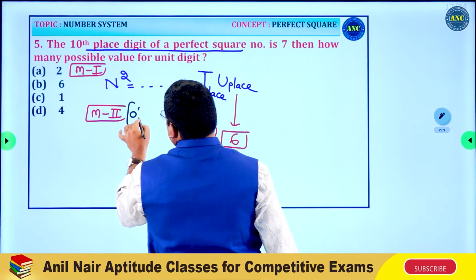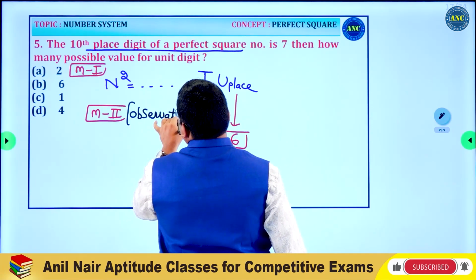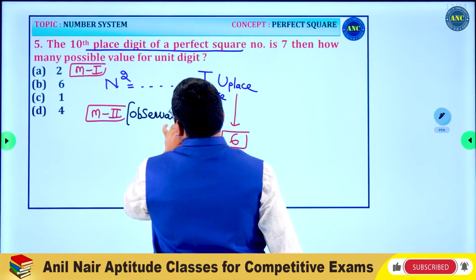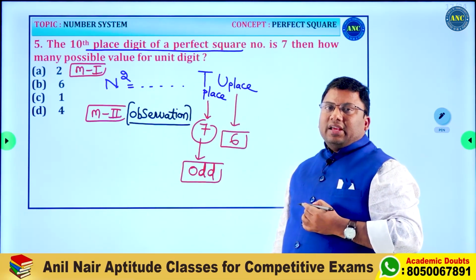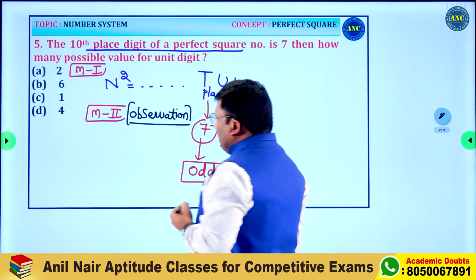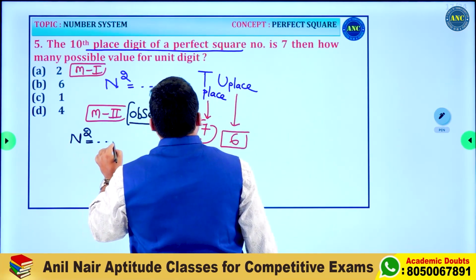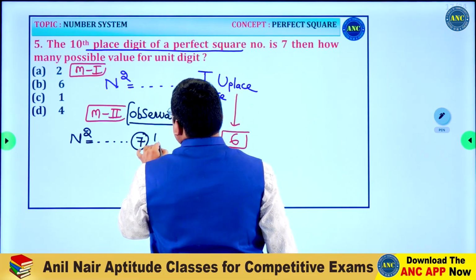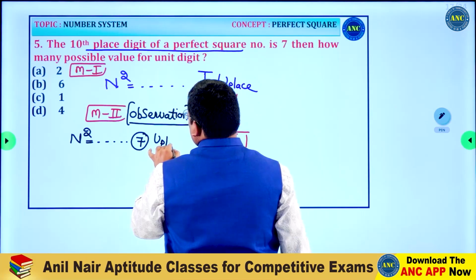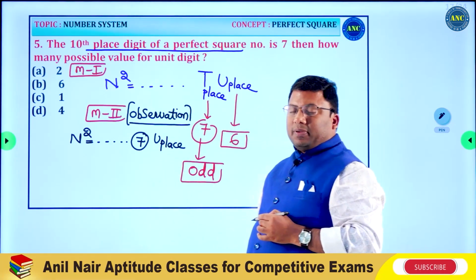Method 2, observation. In case you do not know this property, you can also solve it through sheer observation by plugging in the values for the unit digit. N square is ending with tens place 7 and units place we don't know.